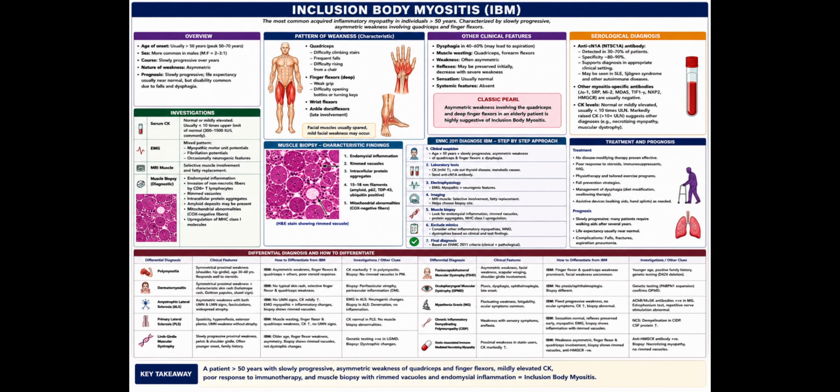Classic examination pearl: asymmetric weakness involving the quadriceps and deep finger flexors in an elderly patient is highly suggestive of inclusion body myositis.